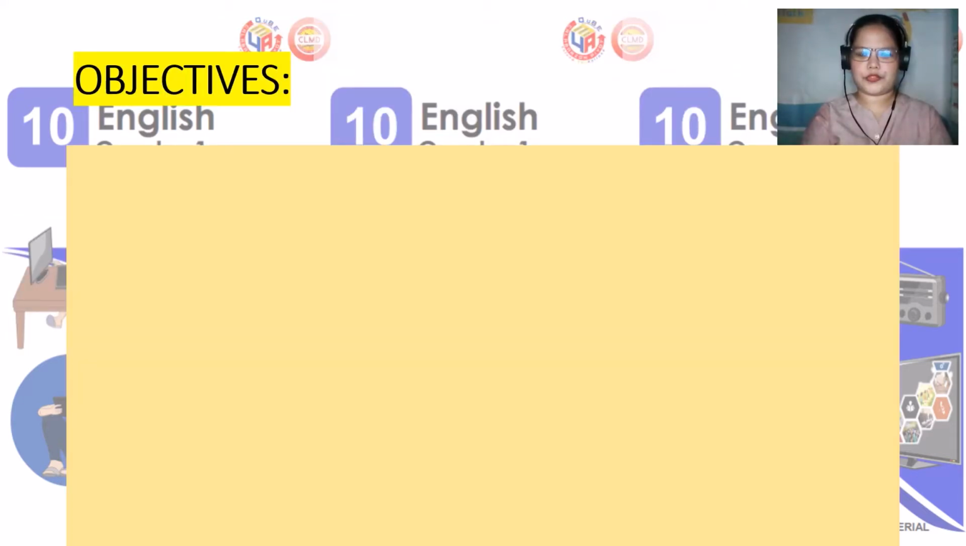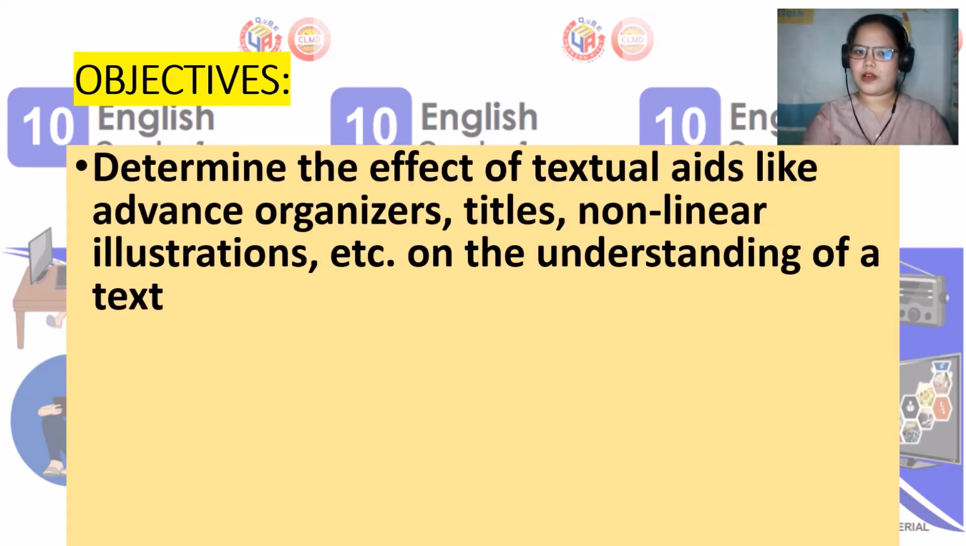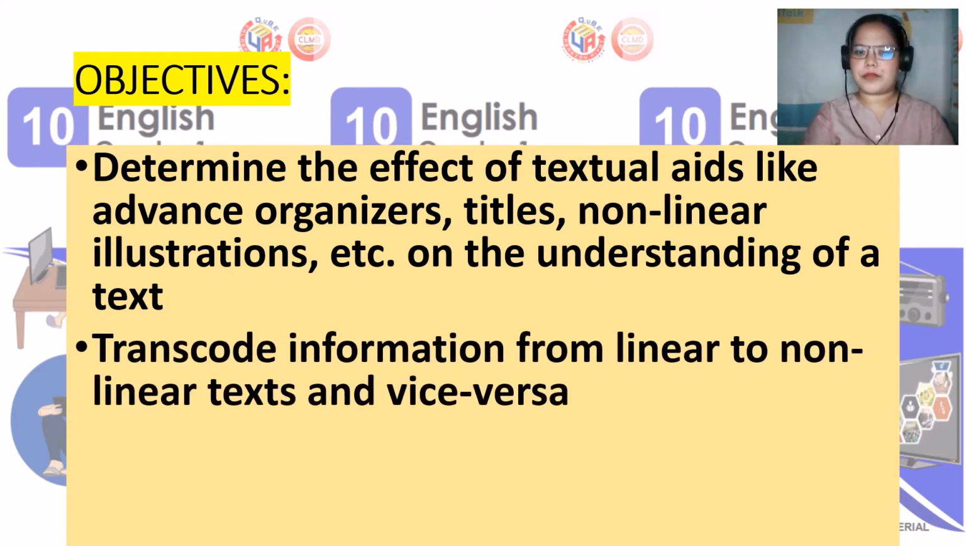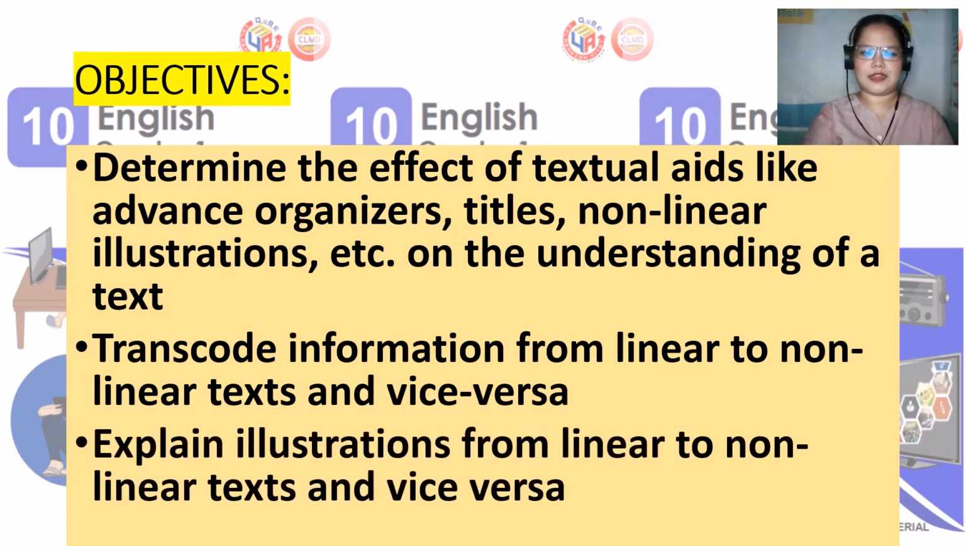Before we proceed with the learning tasks, let's have the objectives. Number 1. Determine the effect of textual aids like advanced organizers, titles, nonlinear illustrations, etc. on the understanding of a text. Transcode information from linear to nonlinear texts and vice versa. Explain illustrations from linear to nonlinear texts and vice versa. Let's start now with day 1.